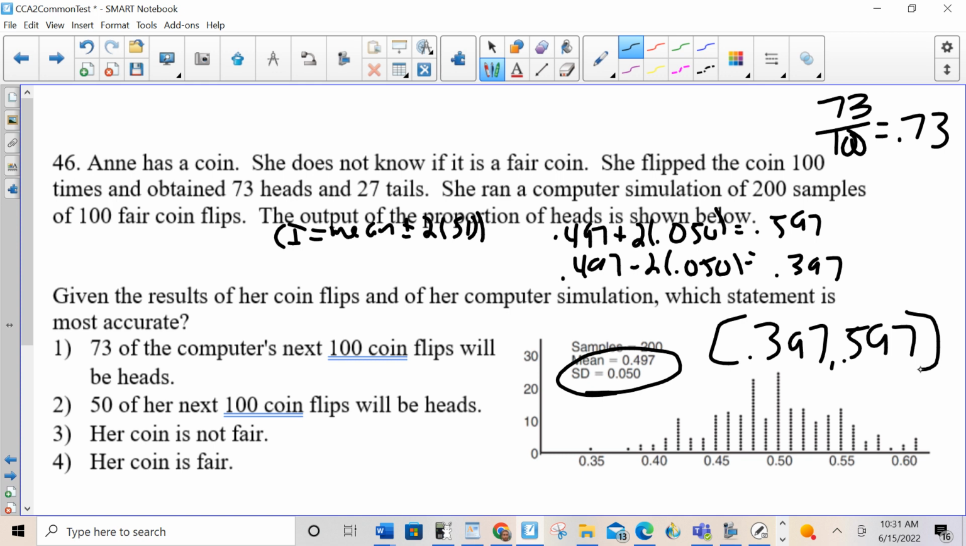An object is fair if the output is inside the confidence interval of a fair object. So, I got 0.73, or I shouldn't say I did.